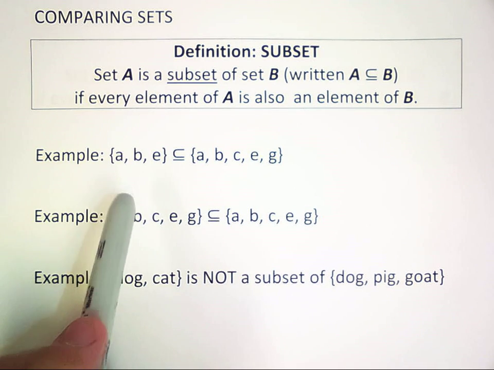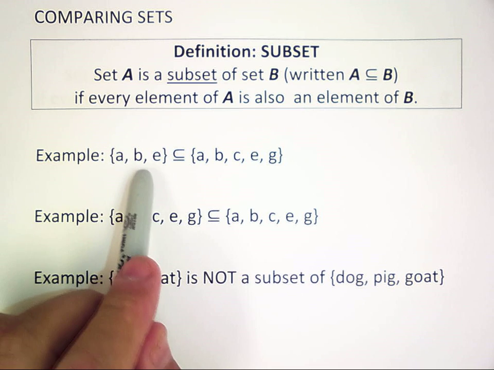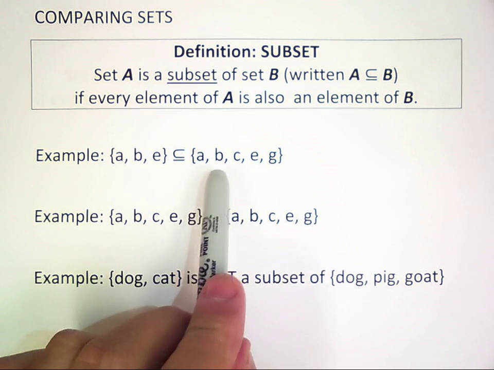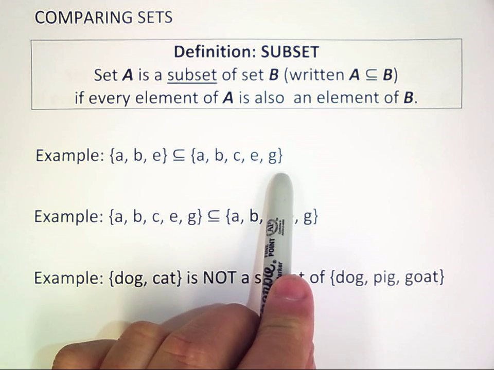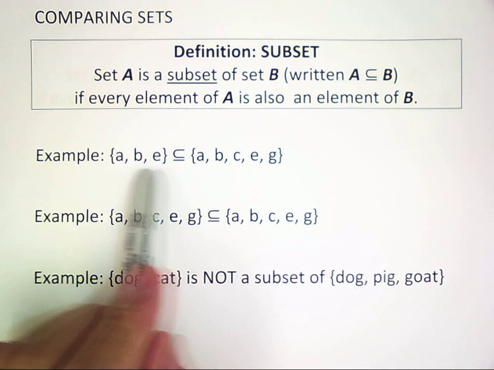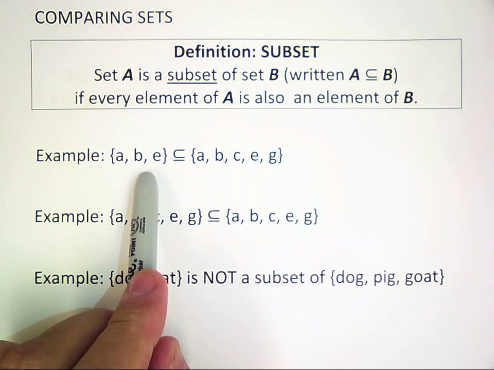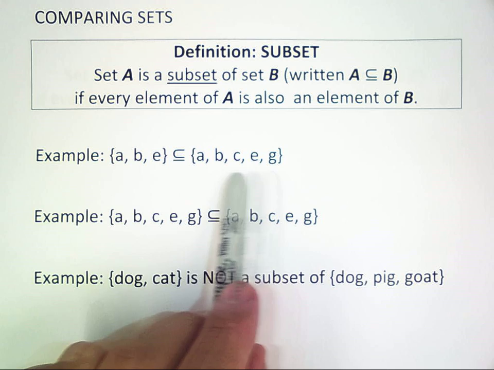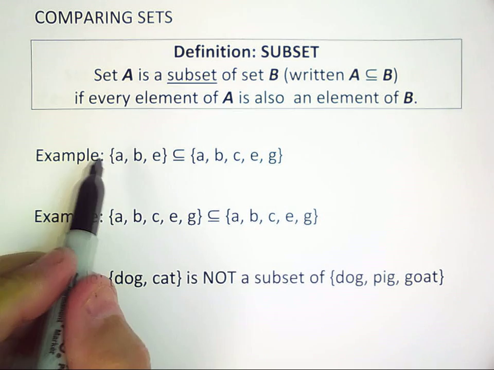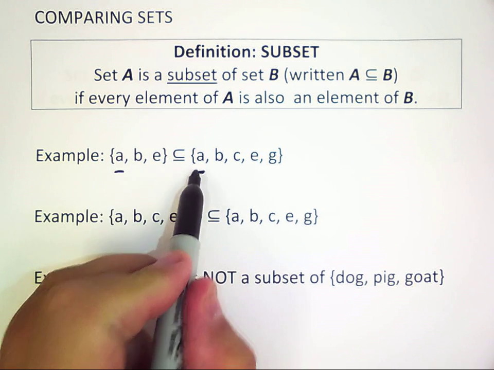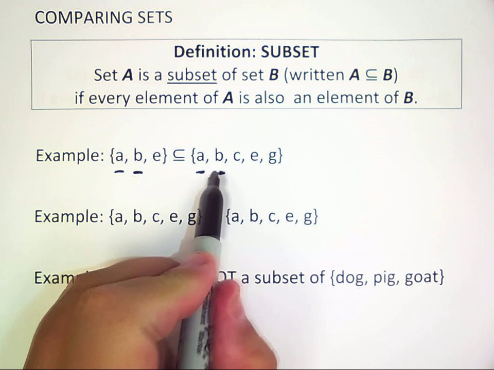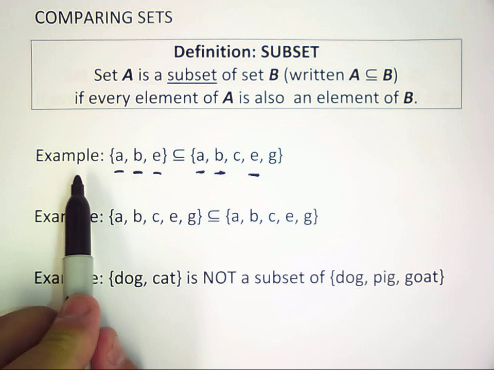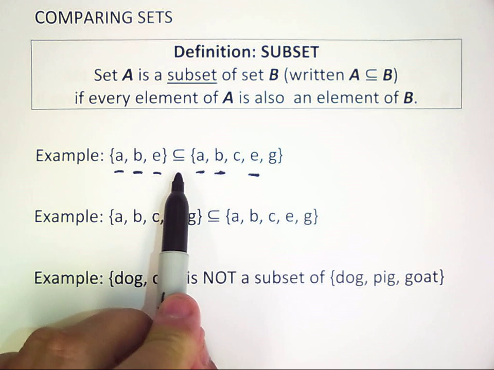If I have the set consisting of the elements A, B, and E, and I'm looking to see if it's a subset of this set containing the elements A, B, C, E, and G, the condition is every element in A, this is the set A, also has to be inside of the set on the right, which we're calling B. And it's easy to see that that's true here. There's an A here, it reappears over here. There's a B here, you see it there. There's an E here, there's an E there. So this set on the left is a subset of the set on the right.